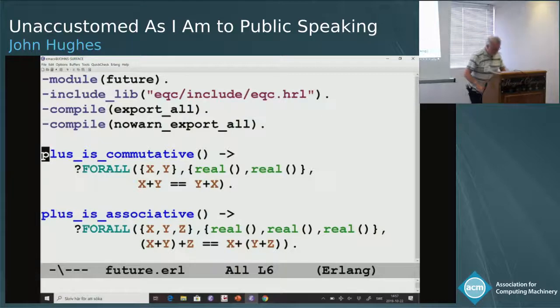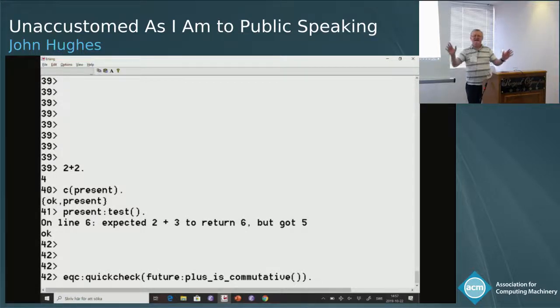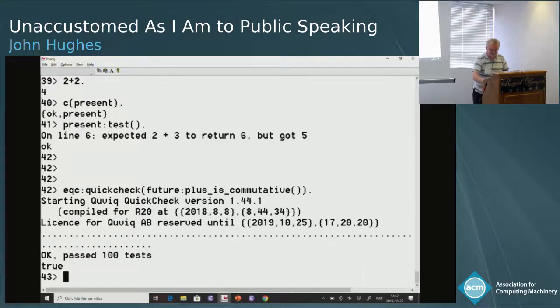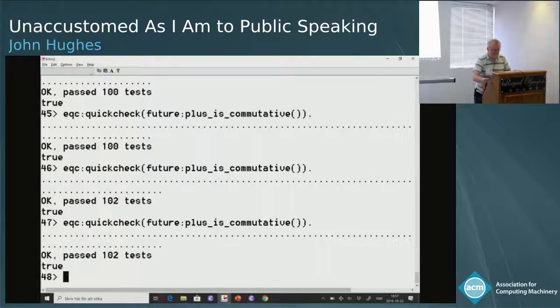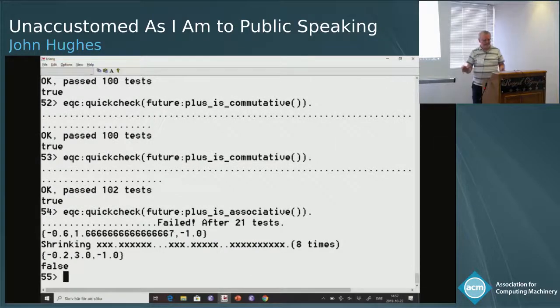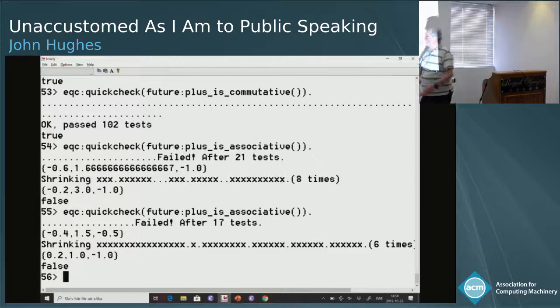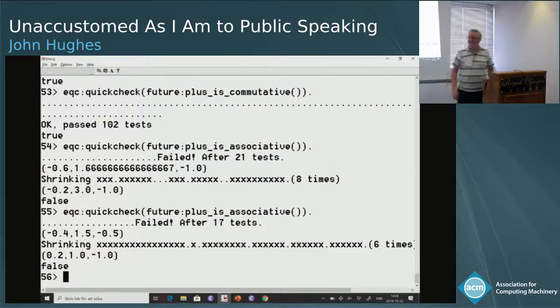And when I've stated my properties, I simply give them to QuickCheck. And QuickCheck generates as many tests as I want for me, quickly giving me confidence that my property really holds. Should a property not hold, then I get a counterexample in simplified form. For example, if I add 1/5, 1.0, and minus 1.0, floating point addition is not associative.